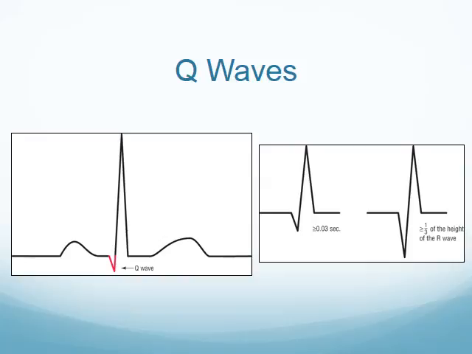A Q wave that is greater than or equal to 0.03 seconds in width, or one small box or bigger, is considered pathological. Or a Q wave that's deeper than 1/3 the height of the R wave is also considered pathological. So both of these Q waves that I have as examples here on the right side would be considered pathological, due to the width on the first one and the depth on the second one.